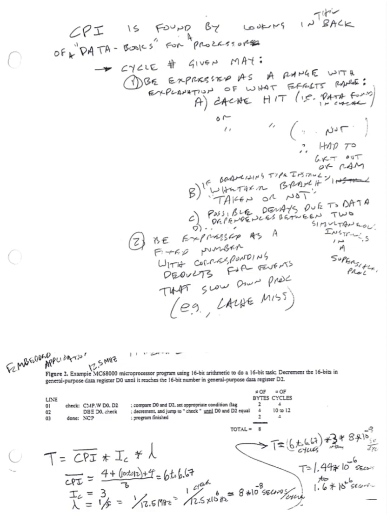Number two, the cycle may be expressed as a fixed number with corresponding deducts for events that slow down the processor, like a cache miss. So this was a traditional way to do it. It's maybe a little harder to find that kind of data now because, again, there are so many variations of what's going on. But if you're designing computers and you are trying to reduce the number of cycles per instruction, well, you need to quantify and justify what you're doing. So this is not an uncommon thing to do. We did this kind of thing inside of IBM.